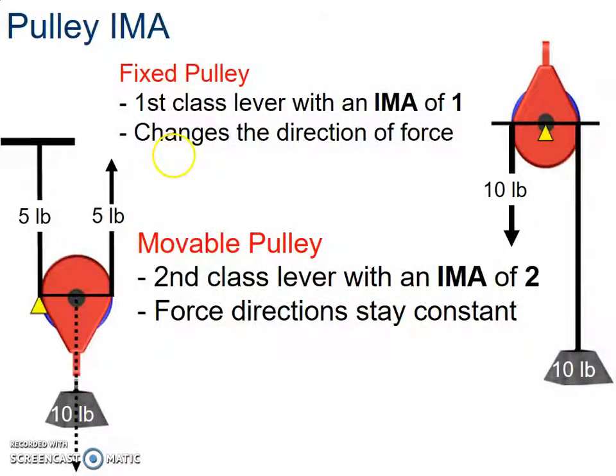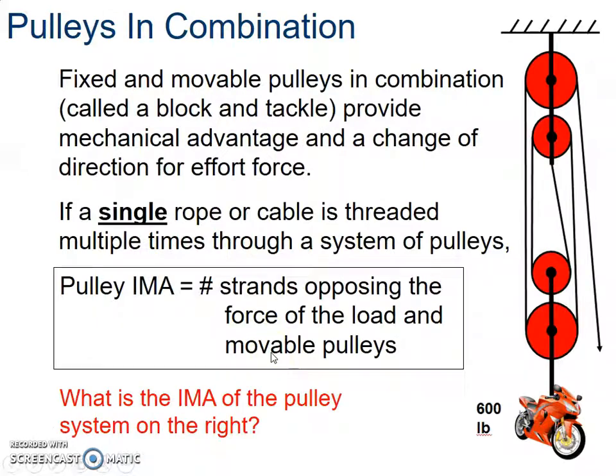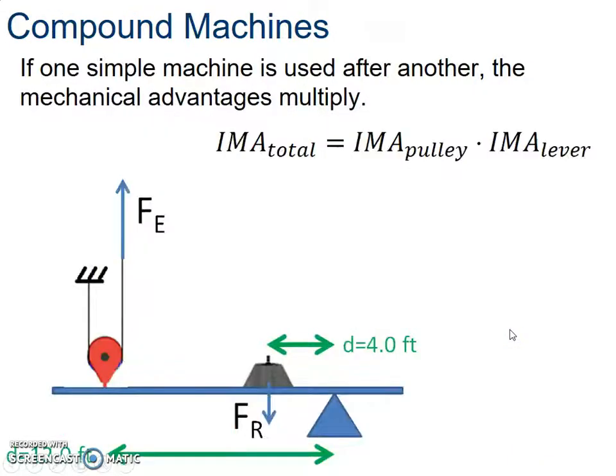Going back to the PowerPoint, we can look here at somebody trying to lift up their motorcycle. Again, we can look at the drawing here. We have mechanical advantage, or the IMA, equal to the number of strands opposing the force of the load. An easier way is this one's going up, so this string's going down, so you just add them all up and subtract 1. So it's 1, 2, 3, 4, 5 strings minus 1 because this is going down opposing the travel. So this has a mechanical advantage of 4.